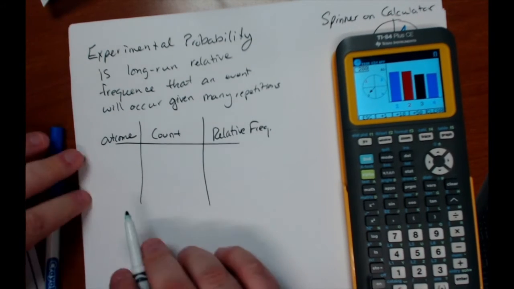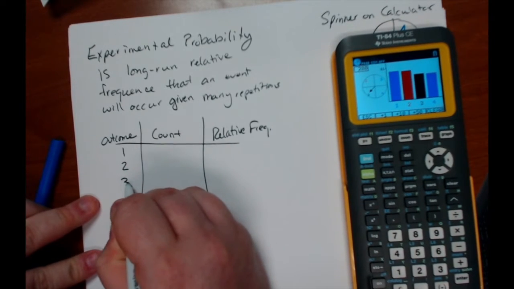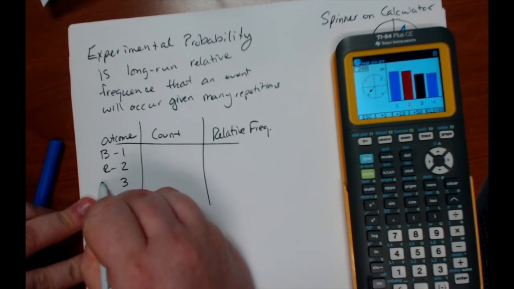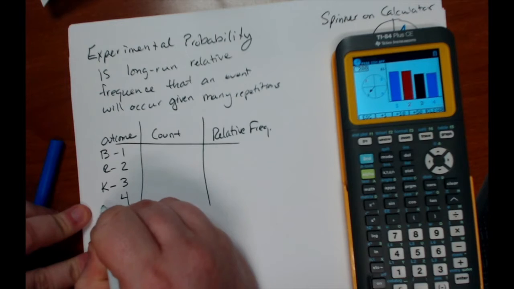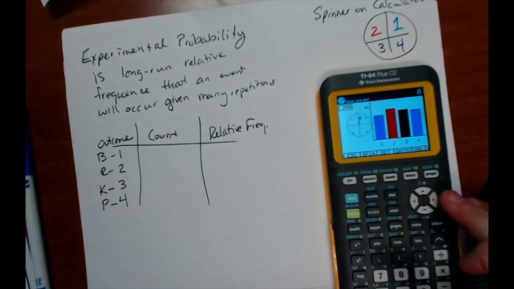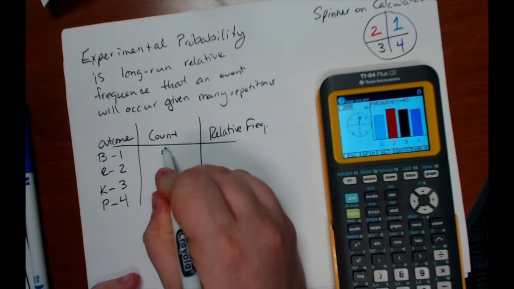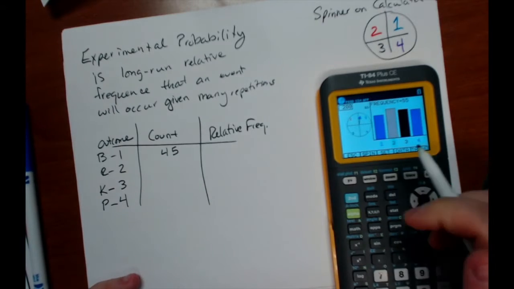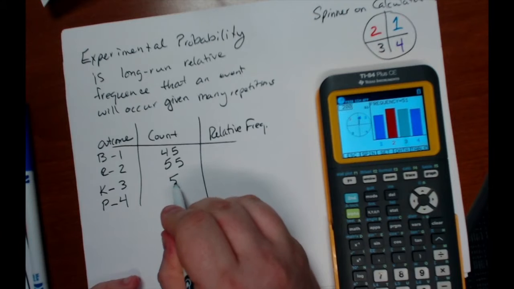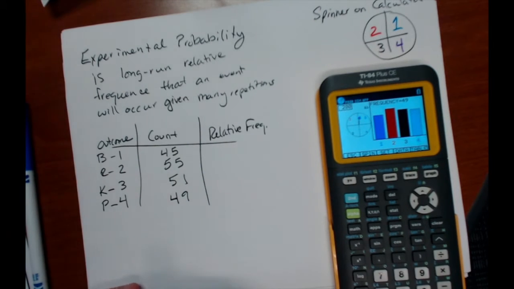So here, my outcome can either be 1, 2, 3, or 4. That was blue, red, black, or purple. So now that we've done all of our spins, if we hit the over arrow, it'll select it. So it says the first one happened 45 times, the second 55 times, the third one 51 times, and our last one 49 times.